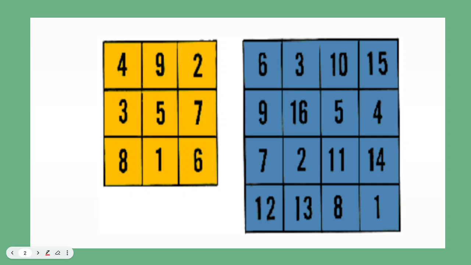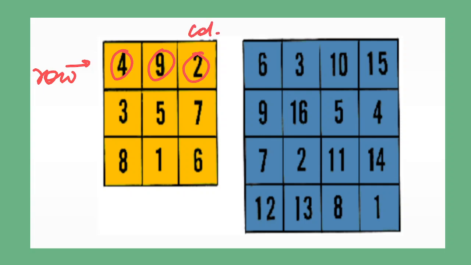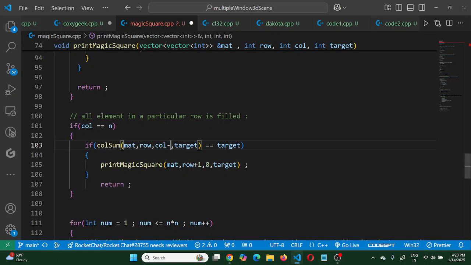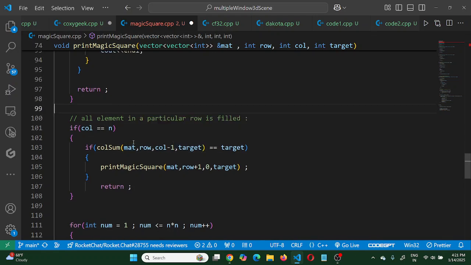Just going to erase everything. For a particular row, I'm just supposed to check whether the sum of all the elements is equal to the target sum or not. So for this particular row, I'm supposed to pass the position as column minus 1, because column has been reached to n now, right? So here I'm supposed to pass column minus 1. Secondly, I'm supposed to pass row sum here, not the column sum. So this is again my mistake.